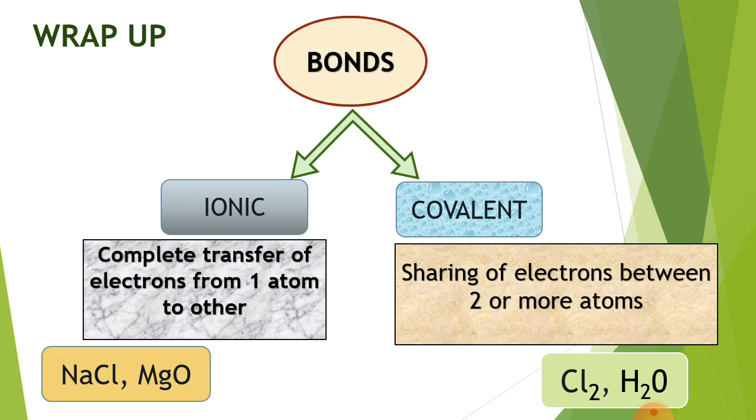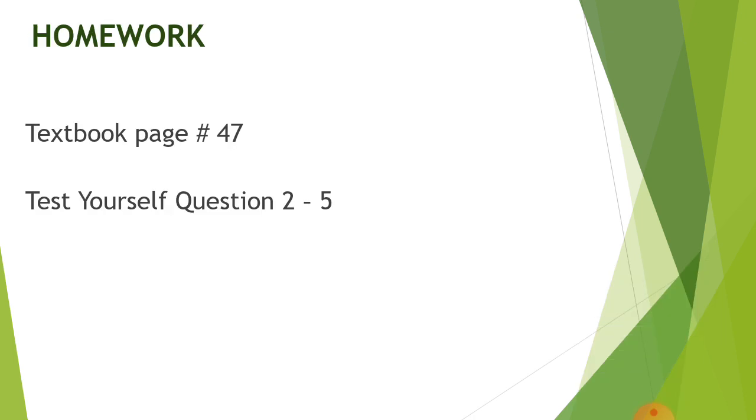Let's wrap up. So today we have studied the types of bonds, ionic bonds and covalent bonds. Ionic bonds are formed by complete transfer of electrons from one atom to another. Examples: sodium chloride, magnesium oxide. Covalent bonding is formed by sharing of electrons between two or more atoms. Examples: chlorine molecule and water.